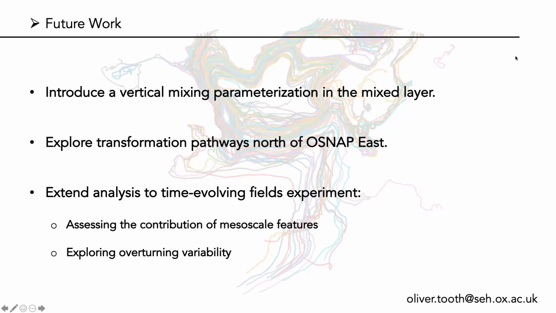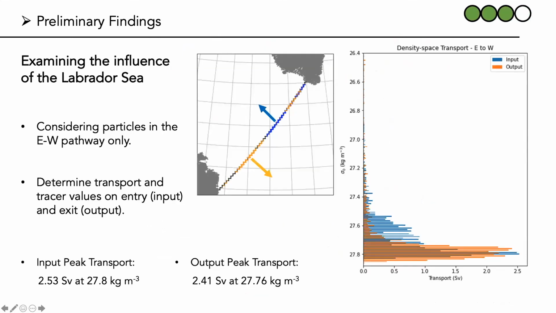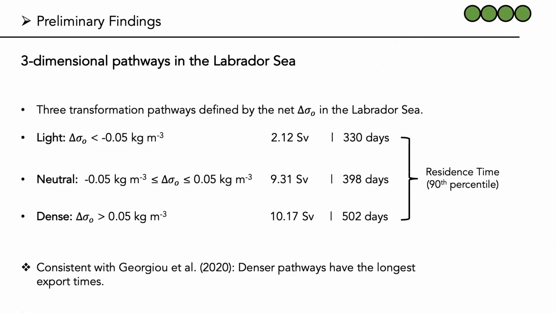So, Ollie, thanks for the great talk. I wanted to clarify when you say that the light pathway takes 330 days on average, is that counted from Cape Farewell, from the southern tip of Greenland to 53 north, all the way around the Labrador Sea, or what are the end points? So this is the time taken in the Labrador Basin.